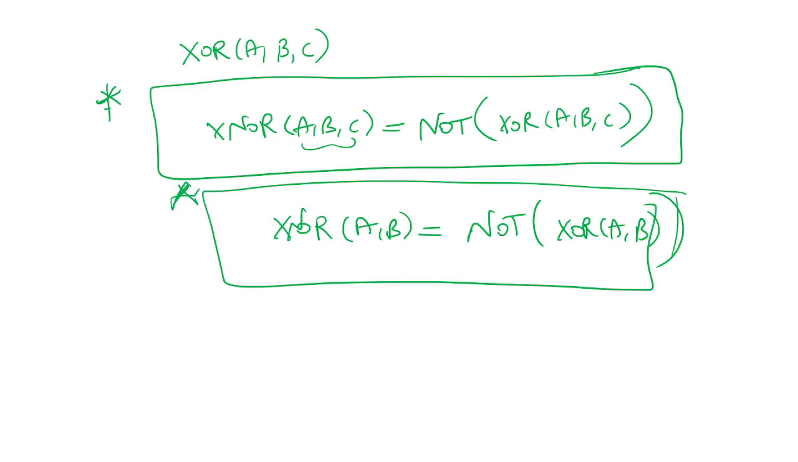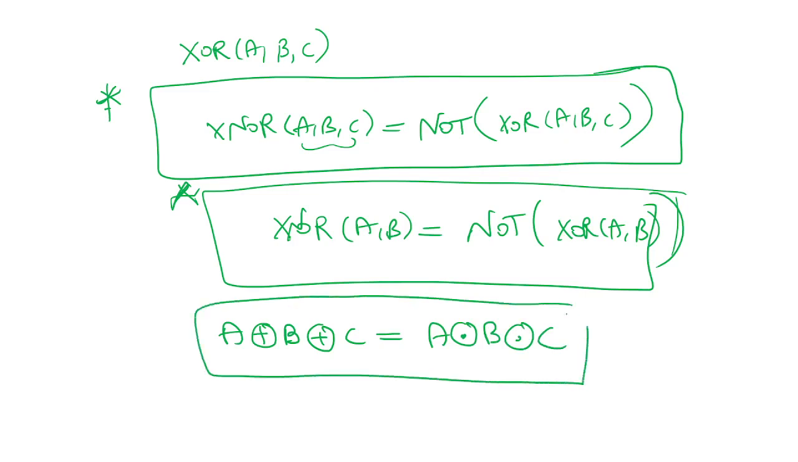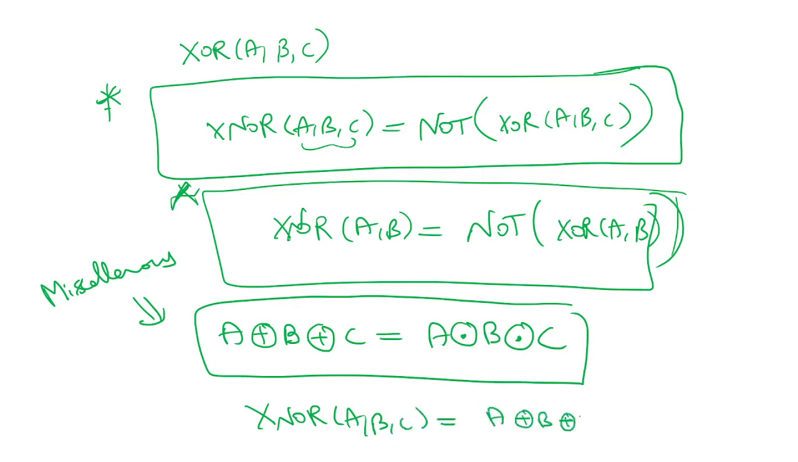Right, so A XOR B XOR C is equal to A XNOR B XNOR C. This is one of the most misunderstood things in gates. You think A XNOR B XNOR C will give you the XNOR of ABC. So what is the XNOR of ABC? A XOR B XOR C, you find it, take the complement, and that is not equal to A XNOR B XNOR C.